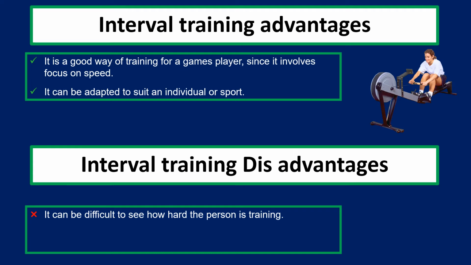In terms of our disadvantages, it can be quite difficult to see how hard a person is training. So I want you to think about a Key Stage 4 PE lesson that you guys have had. I'm going to pick specifically circuit training. It's very, very difficult for us as teachers sometimes to see how hard you are working. It's very much down to the individual to pick, oh, am I going to try on this one or am I not? And this is one of the problems with interval training, like circuit training, that it's down solely to the individual to make sure that they put the effort in.